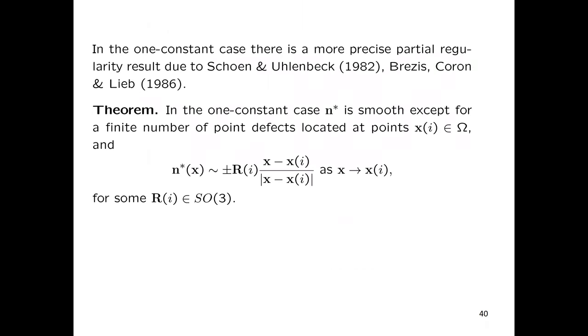Now, in the one constant case, there's a more precise partial regularity result of Schoen and Uhlenbeck, and Giaquinta and Giusti. So in this case, you know that there's just a finite number of possible point defects. So n star is smooth, except for a finite number of point defects located at points x_i in omega. And when you approach one of them, it's exactly like a rotated hedgehog centered at the point x_i. And so you have a finite number of hedgehogs, or a finite number of rotated hedgehogs, essentially locally.